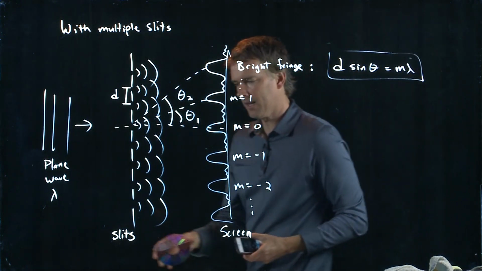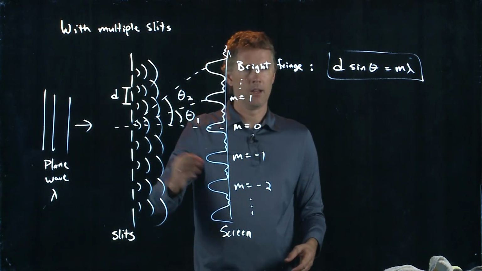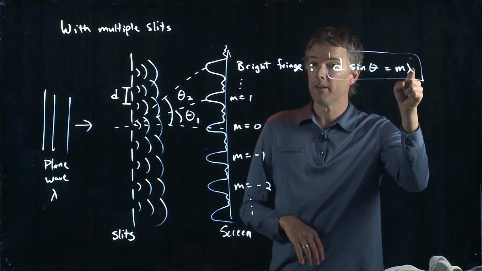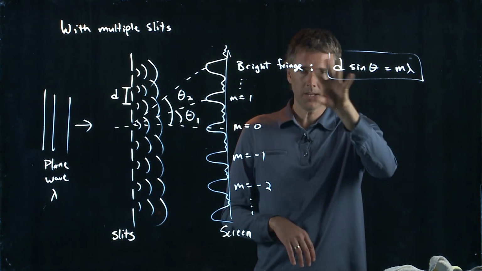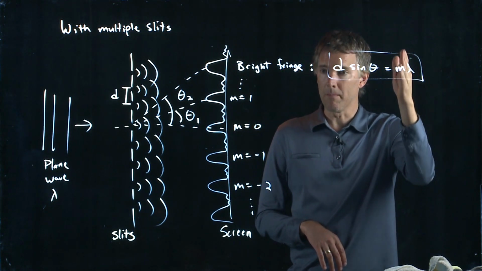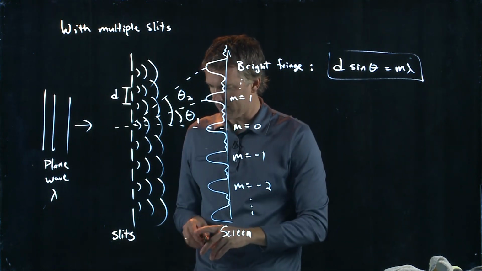Why is that? Because every color that comes in is going to have a different wavelength, and if it has a different wavelength, then it corresponds to a different theta. Everything else is the same. D is the same, M is the same, so different wavelength means different theta. They're going to spread out in all these different directions.